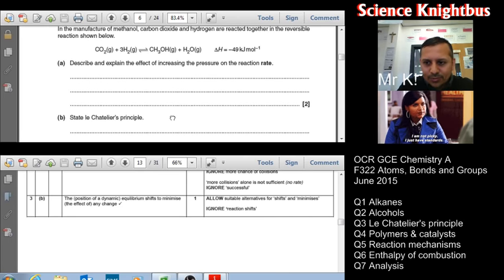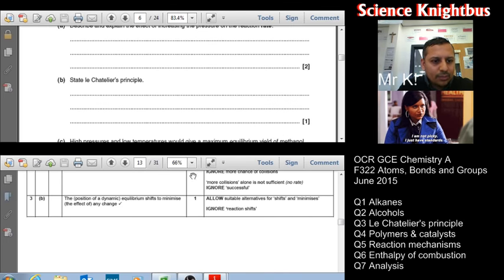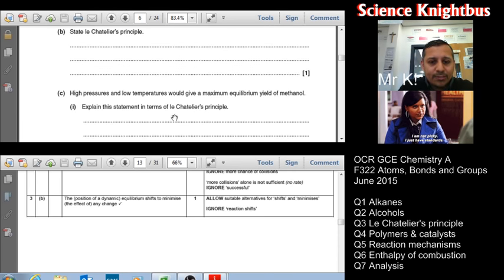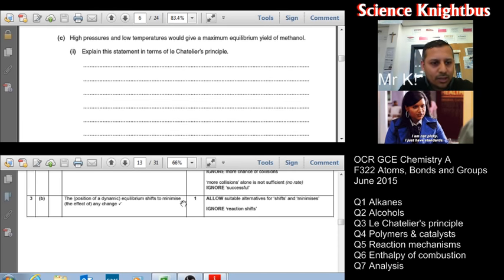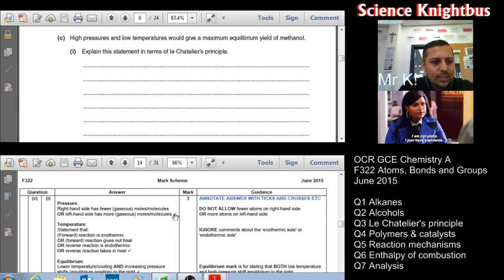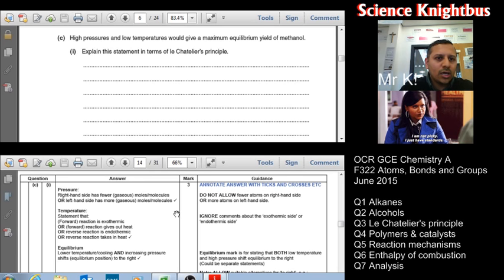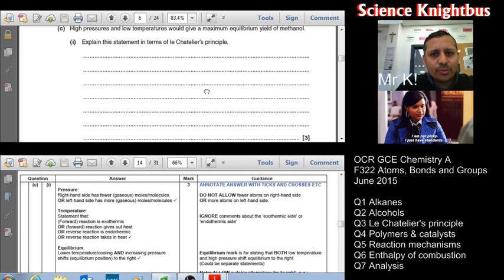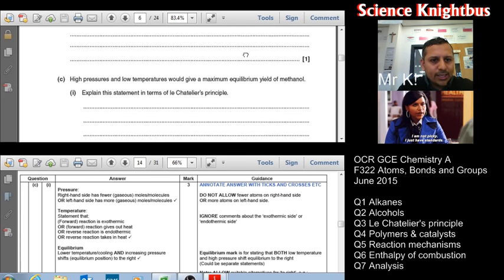Le Chatelier's principle: the position of a dynamic equilibrium shifts to minimize the effect of any change. If you want to shorten it to a 1 marker, the equilibrium shifts to minimize any change. Simple as that. Keep it there, for a nice, simple 1 marker. See part 1. So, high pressures and low temperatures would give a maximum equilibrium yield of methanol. You've got to try and explain it in terms of Le Chatelier.